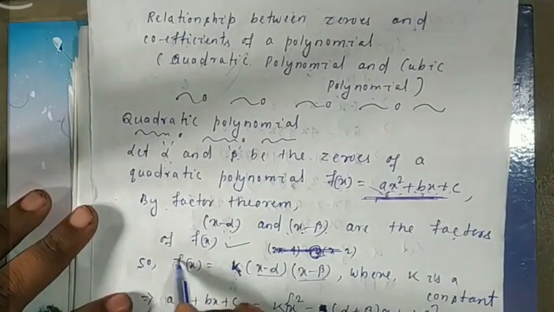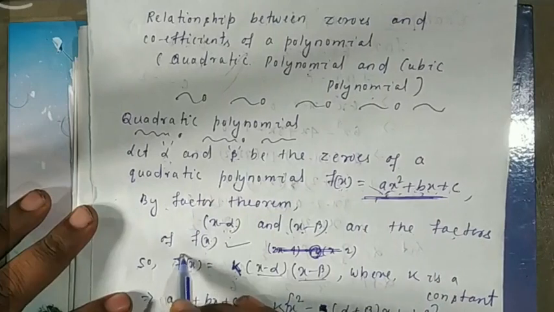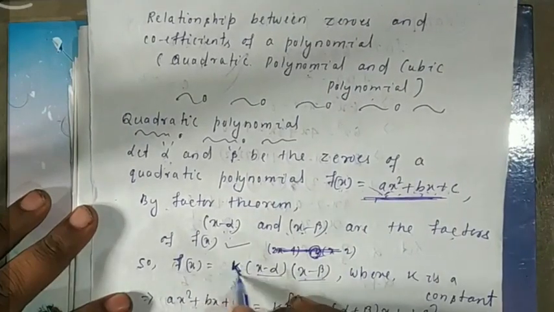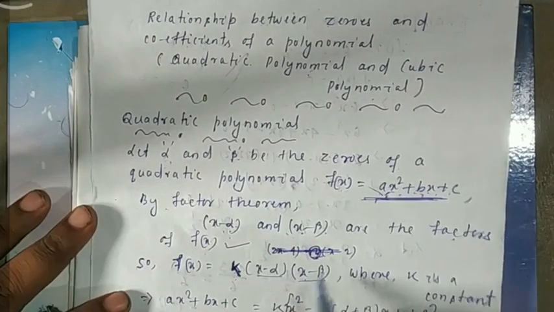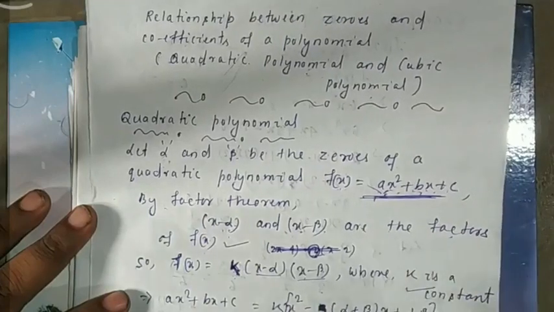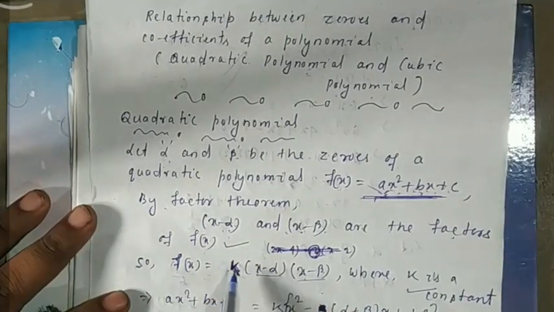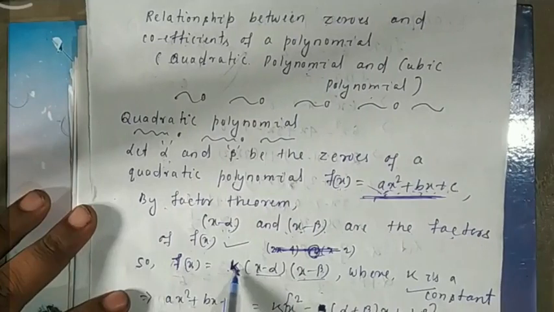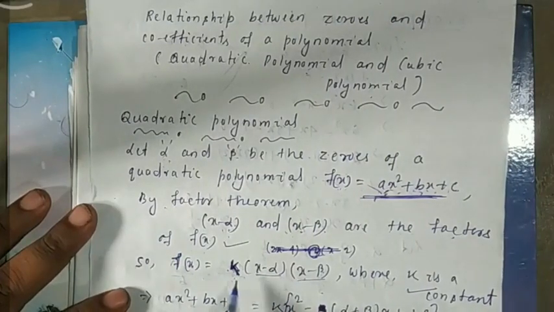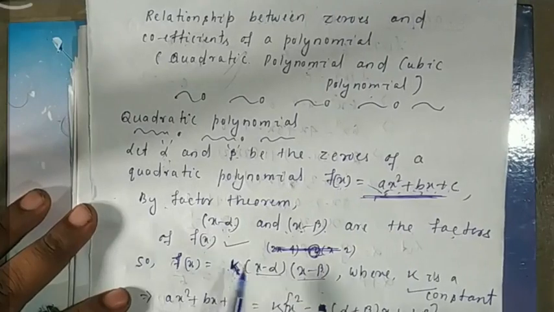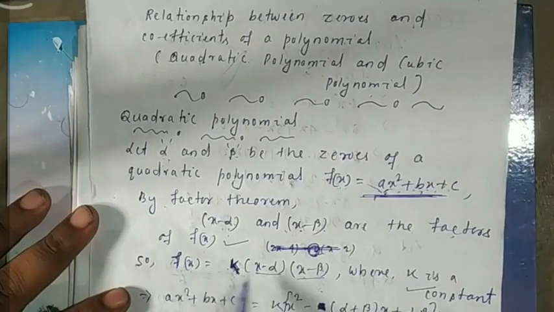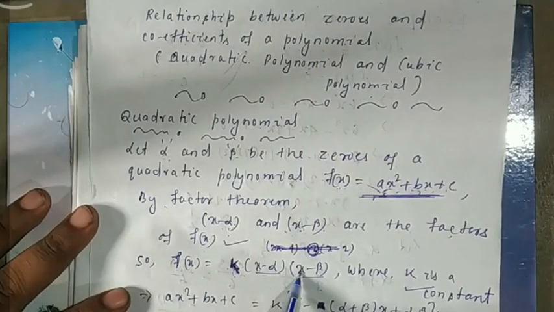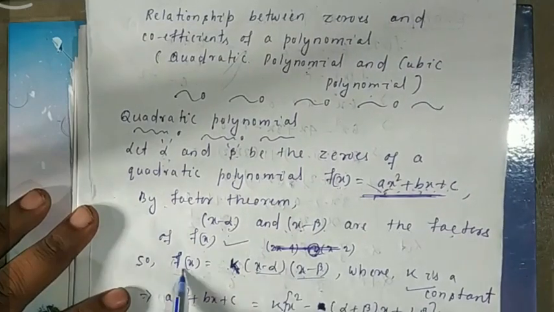So I wrote f of x in this form, k into x minus alpha into x minus beta, where k is any constant. k may be 1, 2, 3, 4, any constant term. k cannot be equal to 0, remember. But f of x I can write as k times x minus alpha into x minus beta, because x minus alpha and x minus beta are the factors of f of x.